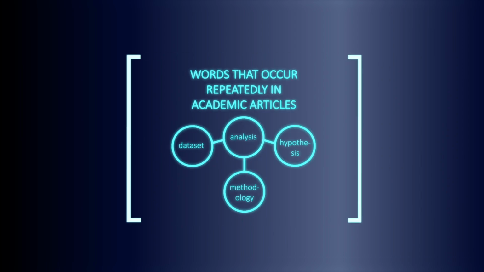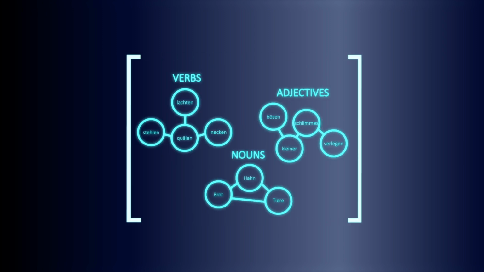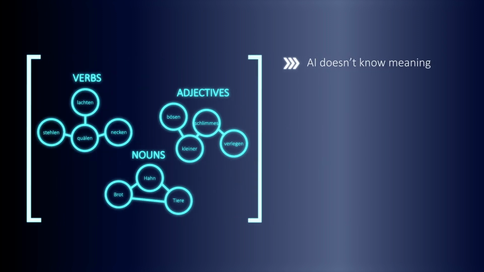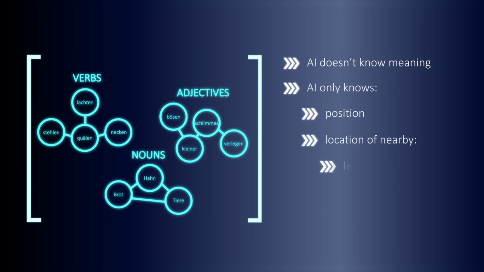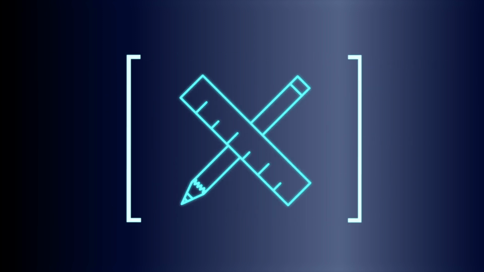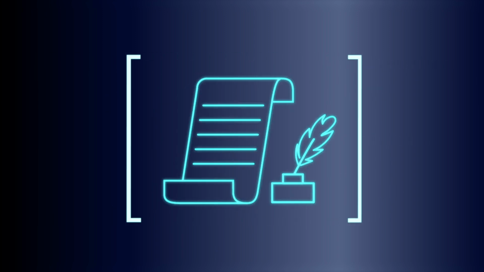Furthermore, the AI also evolves clusters of what we know as verbs, nouns, and adjectives, without even knowing their meaning, but only of their position and the location of the other letters, syllables, and words in their environment. By clustering structures, an AI is able to capture the style of a story, in this case imitating rhymes.